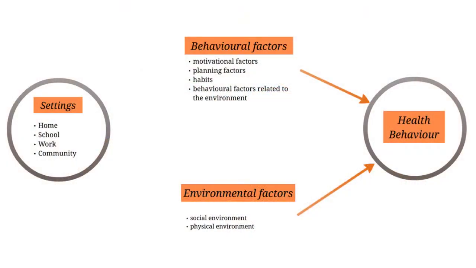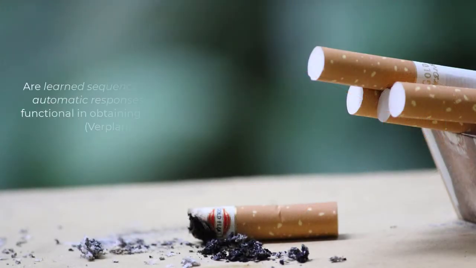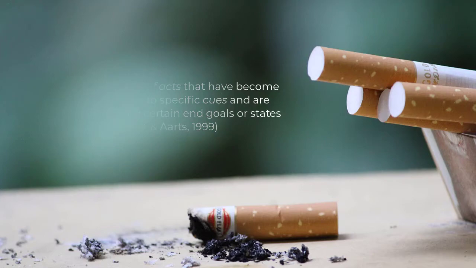Now we've discussed some of the environmental factors. Let's also take a look at an example of a behavioral factor, which may also influence the health behavior of the individual. Let's take a look at habits. Habits are learned sequences of acts that have become automatic responses to specific cues and are functional in obtaining certain end goals or states. So basically, these are actions that have come to be automatically triggered by environmental cues.